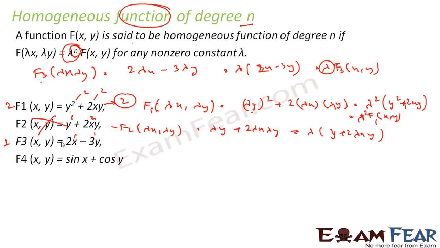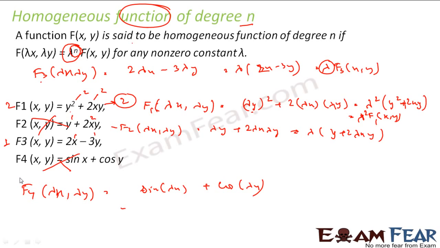The next is f(x,y) = sin x + cos y. So if I find f(λx, λy), this becomes sin λx + cos λy, right? I can't take lambda common, so I can't write it in the form λ^n f(x,y). So this is also not a homogeneous equation, correct?